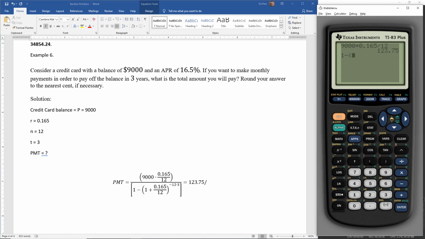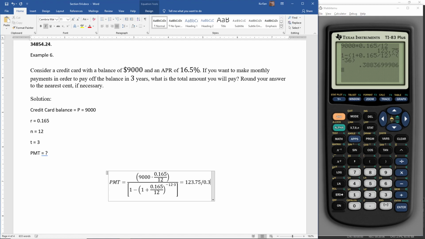Over. Now on the other side, I would do 1 minus, so that's the denominator. 1 plus 0.165 divided by 12, close parenthesis. Raise it to the power, open parenthesis, negative. Is it okay if I do 36? All right, 12 times 3, 36. Right. So enter. So I got 0.388369996. Just like that.